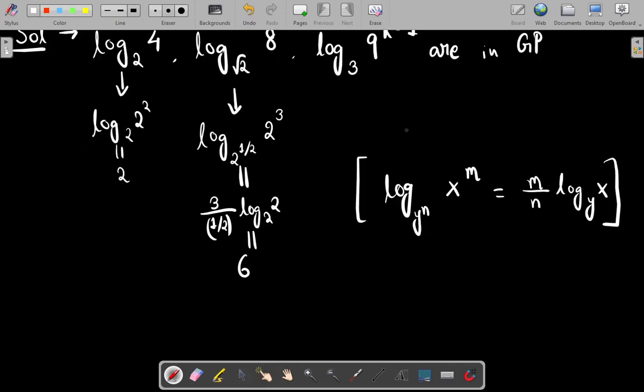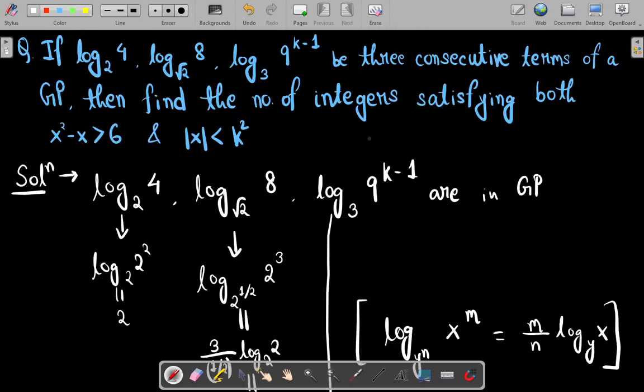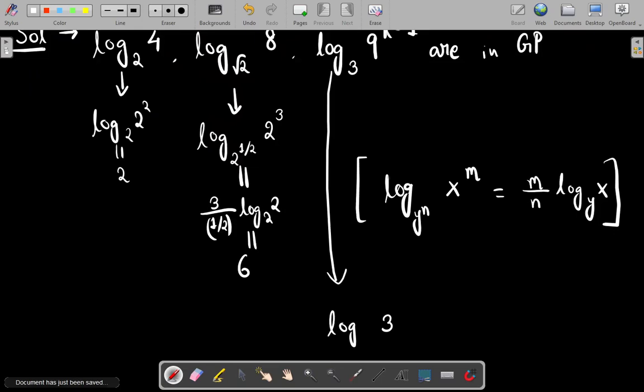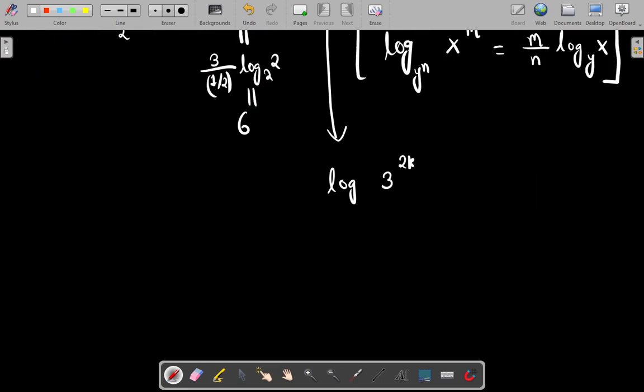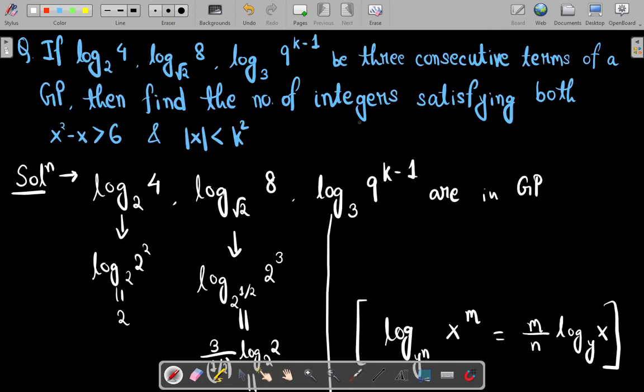Similarly, let me try the third term here. This is nothing but log 3 to the power, since 9 is 3 square, so this 2 will multiply with k minus 1, so this becomes 2k minus 2 to the base 3, which then just becomes 2k minus 2, and log 3 base 3 will become 1. So the terms now become 2, 6, and 2k minus 2 are in GP. So these are the three terms which are in GP.